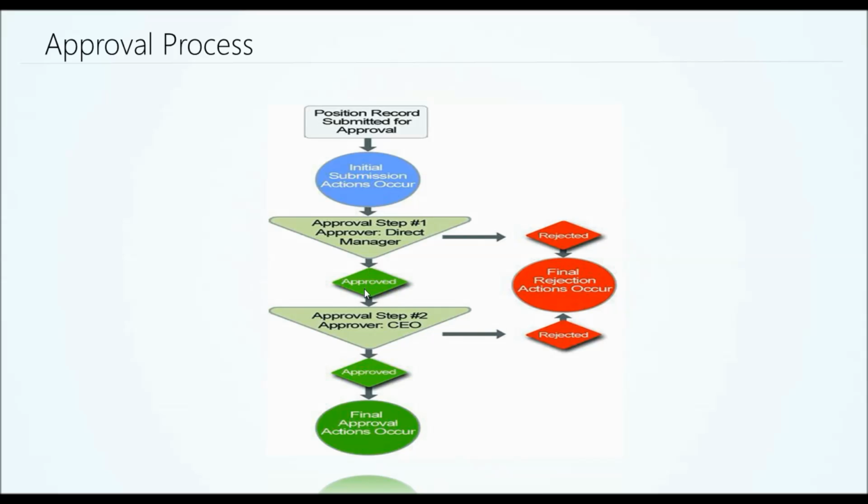If this particular record is approved by him, it will go to the next step of approval. So the CEO can approve or reject. If the CEO is rejecting the record, it will perform the final rejection action, and if the CEO is approving that record, it will go to the final approval actions. So this is a basic flow diagram of a two-step approval process.